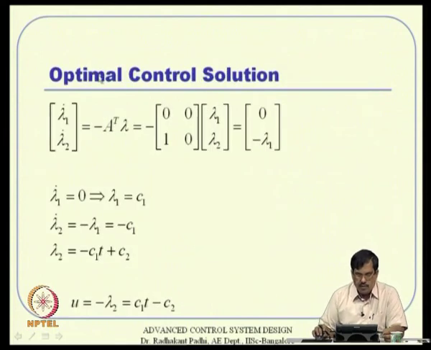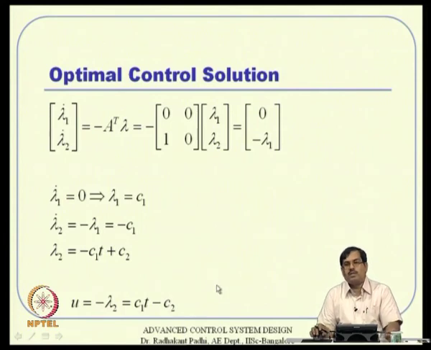So how do you do that? Because lambda dot is minus A transpose lambda, and A is also a simplified matrix, it turns out that lambda 1 dot is 0 and lambda 2 dot is minus lambda 1. Because lambda 1 dot is 0, lambda 1 is a constant C1. Now lambda 2 dot is minus lambda 1, that is minus C1, and hence lambda 2 is minus C1 t plus C2. Because lambda 2 is like this, u equals minus lambda 2. But also remember, C1 and C2 are something that we have not found yet; we have to find them.